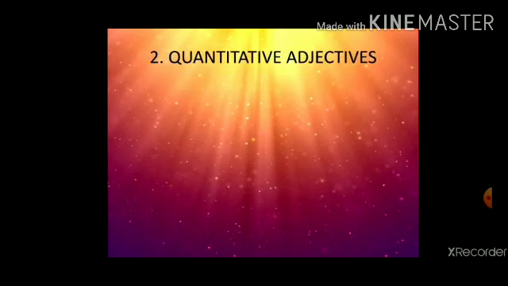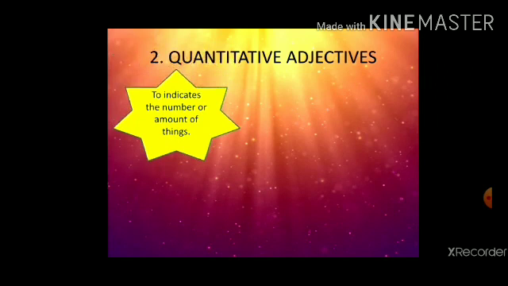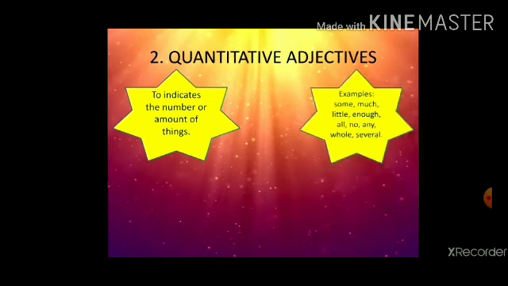Now the second one is quantitative adjectives. As the name suggests, quantitative adjectives indicate the number or the amount of things. For examples, some, much, little, enough, all, no, any, whole, several. For example, some students are absent today. So in this example, some is the adjective which describes the amount, or you can say the number, of students.